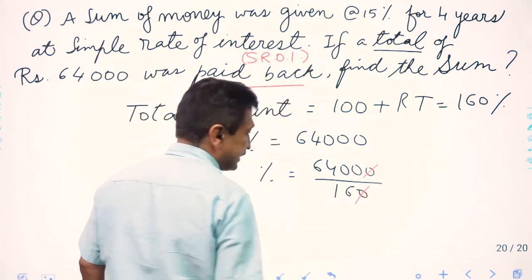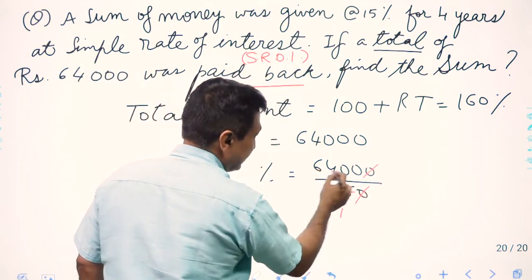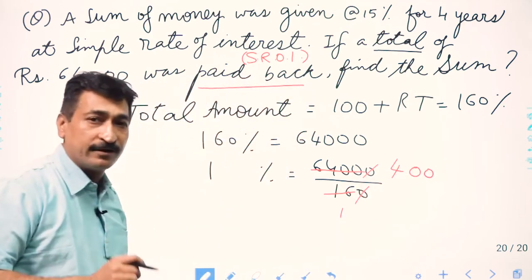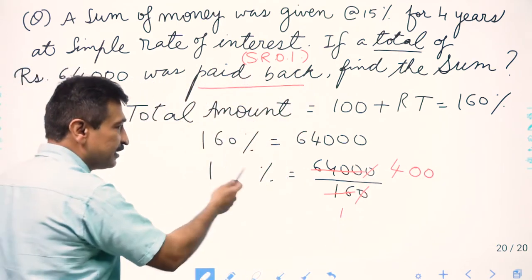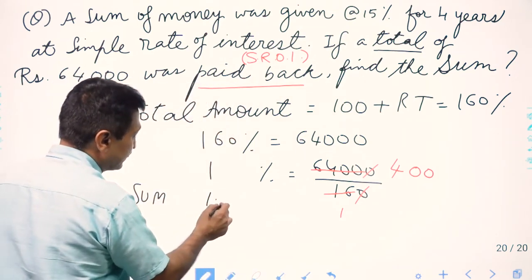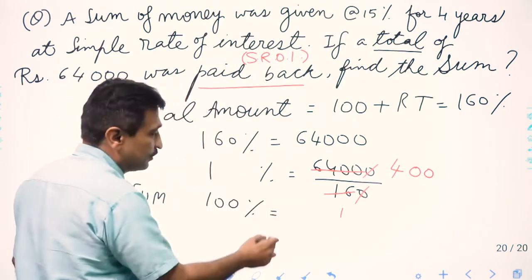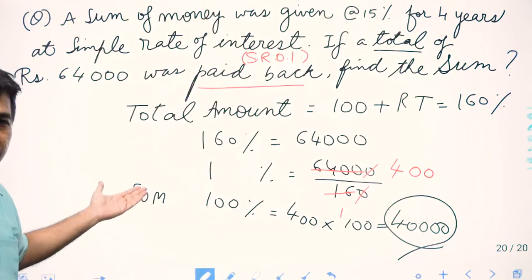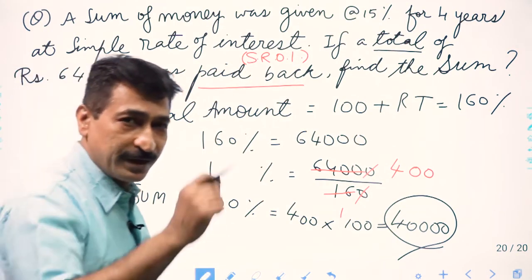0 and 0 get cut, 16 1s are 16, 16 4s are 64 and 2 zeros. So I have 400 now. So 1% is equal to 400, and I need the principal, and how much is the principal? 100%. So 400 into 100, which is 40,000. So this is how you calculate the sum of money, the principal.